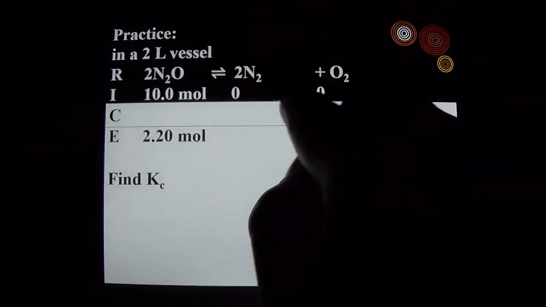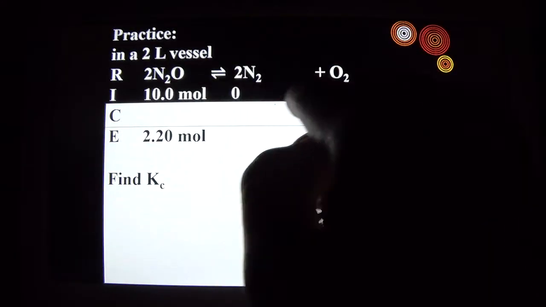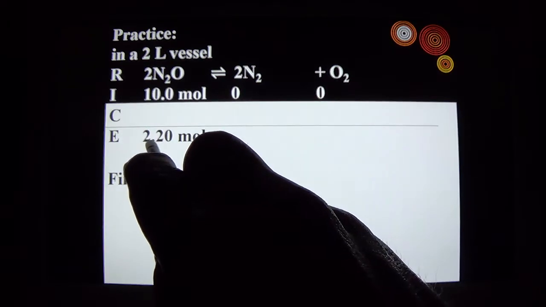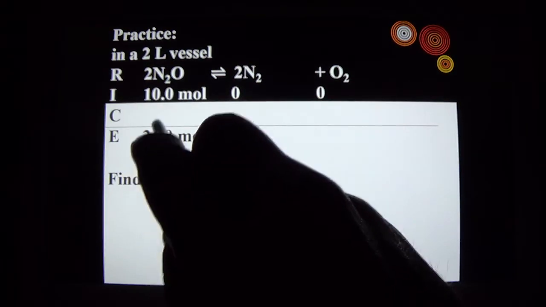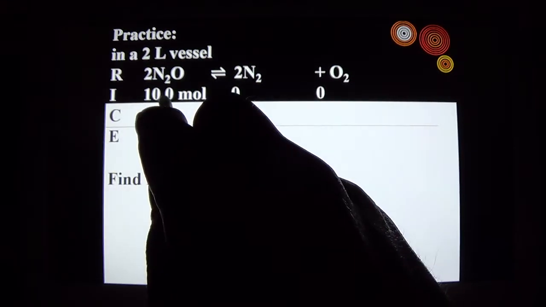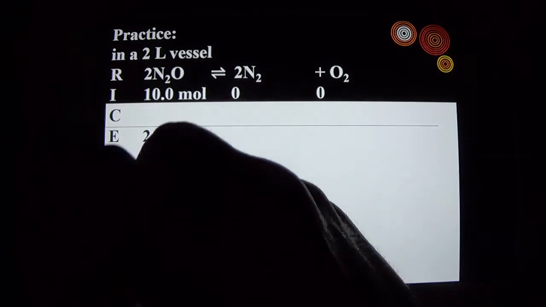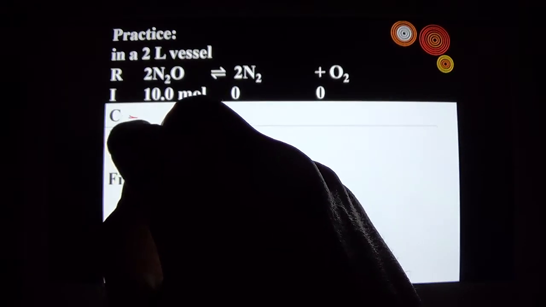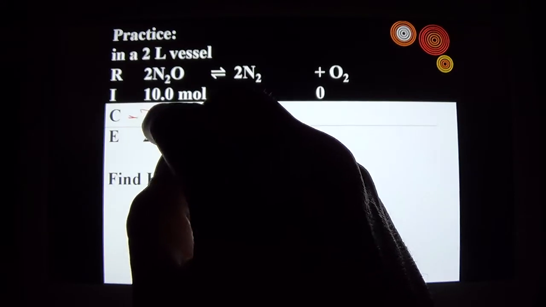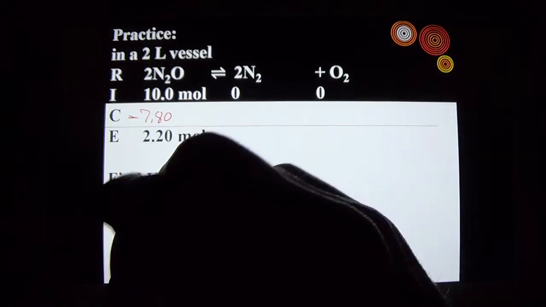We have initial amount, so you can see I have nothing but reactants, no products. And now I have an equilibrium amount. So what must the change have been to go from 10 to 2.20? And I like writing it this way. Okay, 10 minus 2.20 tells me 7.8.